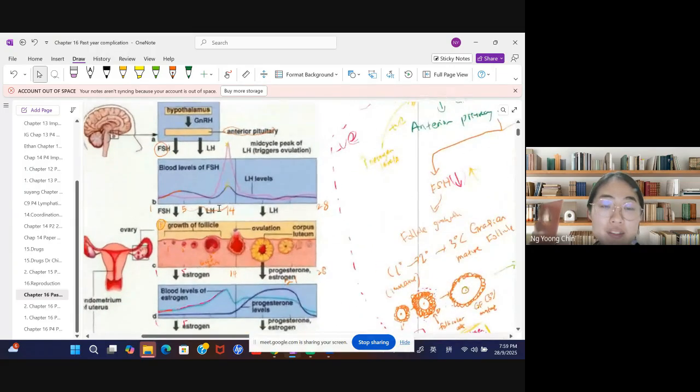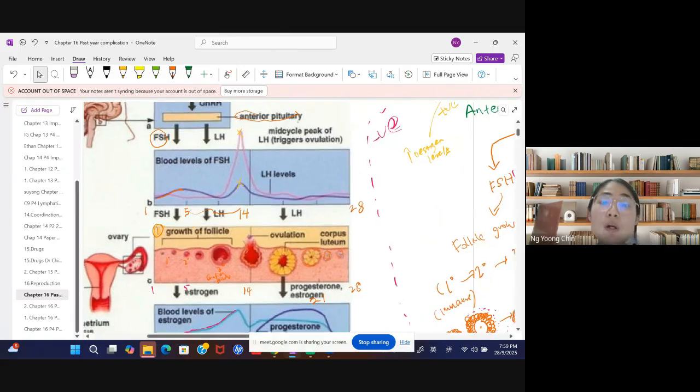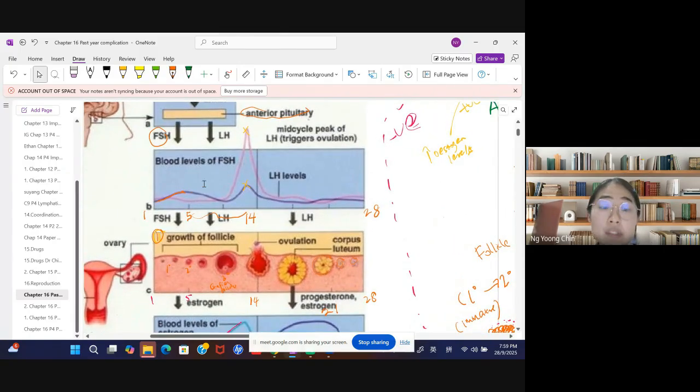Yeah, just to remember, what you need to remember is the trends, the graph trend for each hormone. For example, when we talk about FSH and LH, you should know that in the first 5 days, the FSH is at a higher level compared to the LH. But between 5 to 14 days, the LH will have a surge. The LH will increase rapidly compared to the FSH.